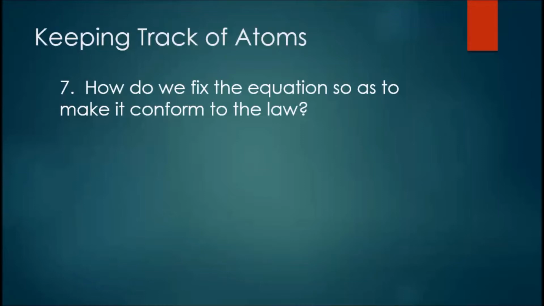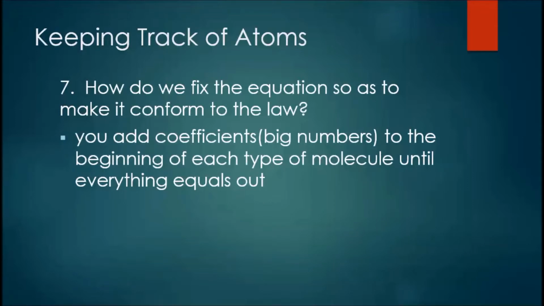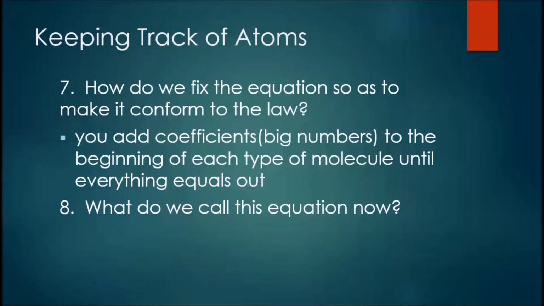What we're going to have to do is add multiples of the different parts to it, the molecules. We add big numbers, what we call coefficients, to the beginning of the molecule in order to have enough of those molecules so that everything is balanced out. When we do this, we say that the equation is balanced.